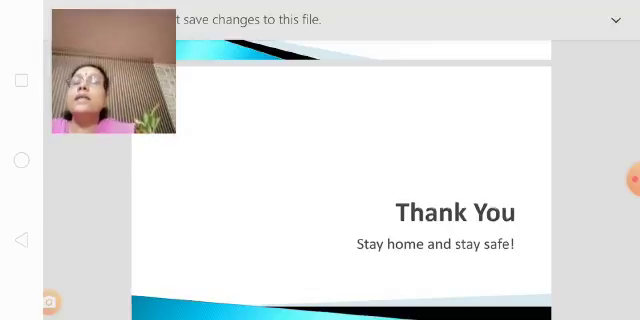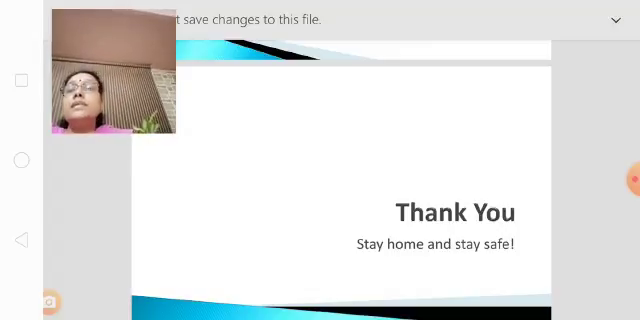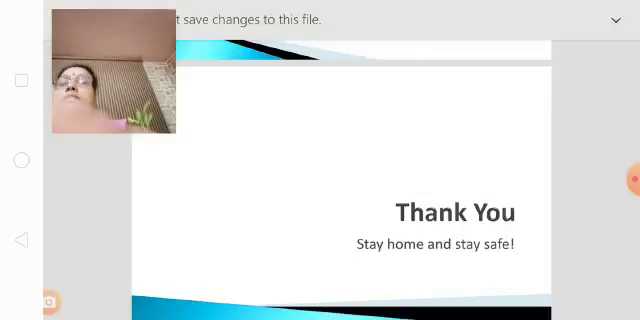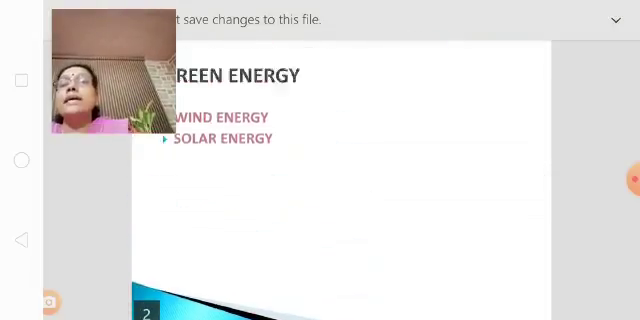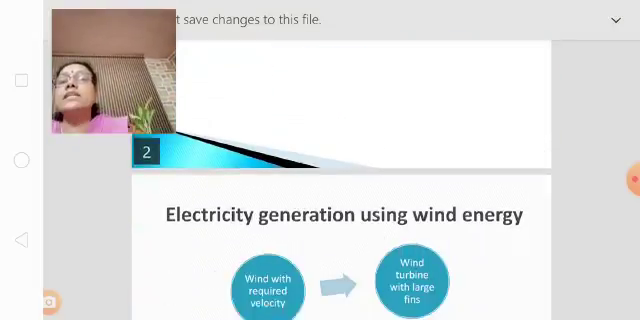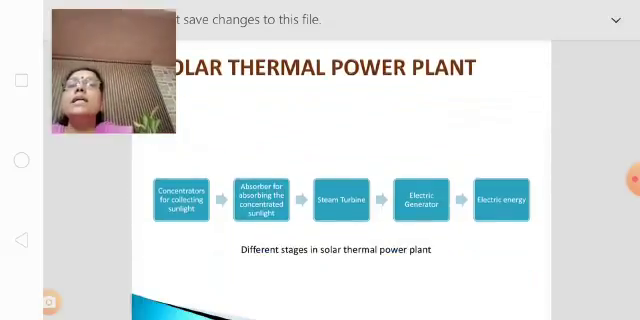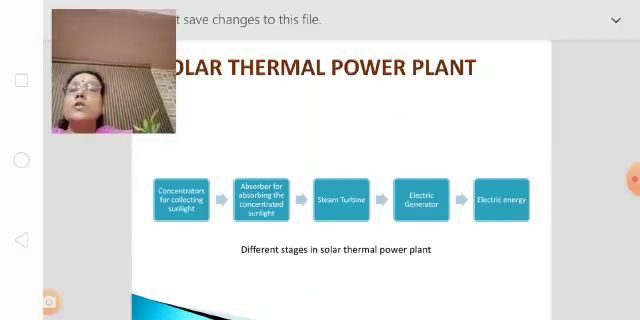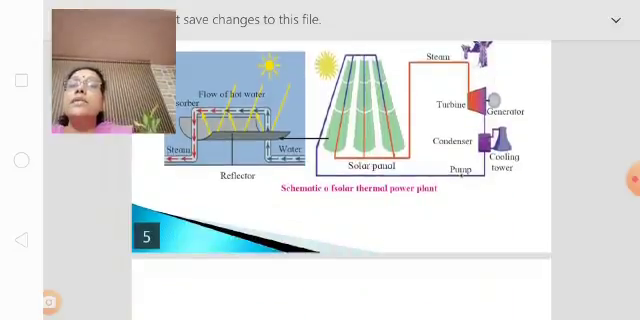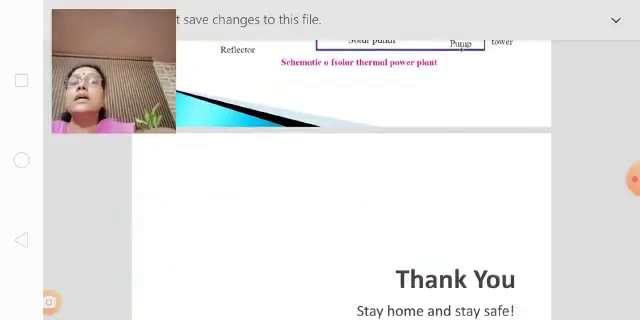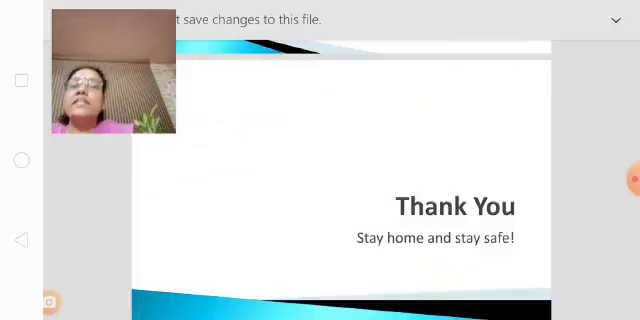Now we are coming to the end of this chapter. Today we learned wind energy and solar energy. How wind energy can be converted for the production of electricity and how solar energy can be converted for the production of electricity. Both are eco-friendly, natural, renewable sources. So compared to other energy sources, this has more advantages.